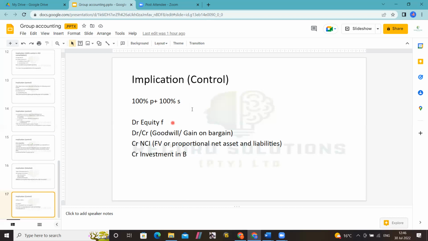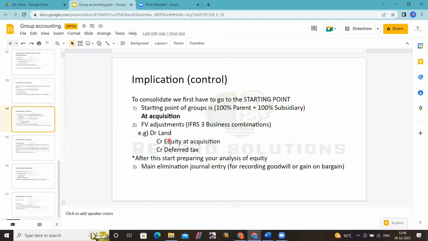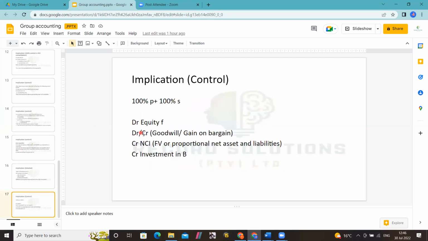So first you debit all of the equity, and I mean retained earnings, share capital, mark-to-market reserve, every reserve they have in equity. You debit, including this equity at acquisition, if it's a credit balance. You see here it's a credit balance. Sometimes the equity at acquisition is a debit balance, and then obviously here you credit, because you also have to remove that equity at acquisition. So do not forget to also remove the equity at acquisition in the main elimination journal entry.